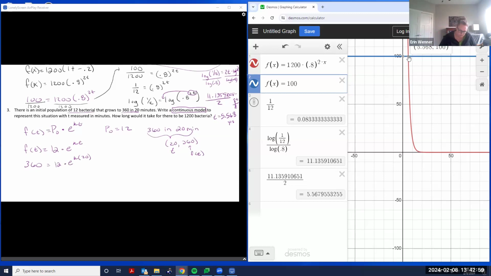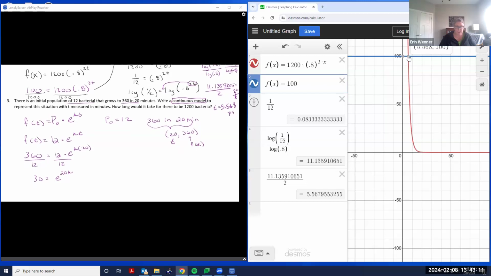So we can go ahead and divide both sides by 12. 360 divided by 12 is going to be 30. This gives us 30 equals e to the 20k. And now we're in a situation where our variable is in our exponent. We have to get it out from the exponent. The only way to get it out is to take the log. Because we have e involved, we have to take the natural log.